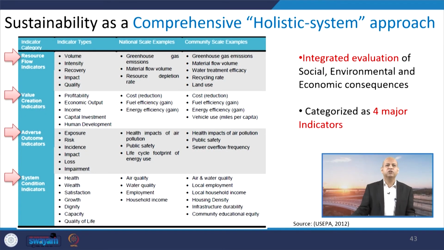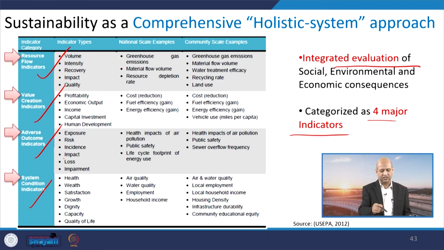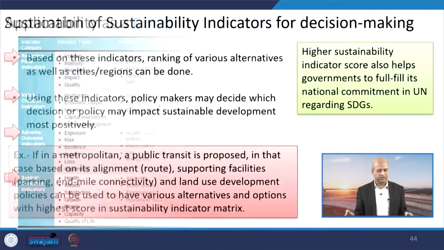When we talk about sustainability as a comprehensive, holistic system approach, then integrated evaluation has to be carried out. That should integrate social, environmental and economic consequences. Similarly, these 4 major indicators may be there. You can see here resources, value creation, adverse outcome, system conditions, etc., and several other finer aspects are given like greenhouse gas, cost, health aspects, all these things you can see here.